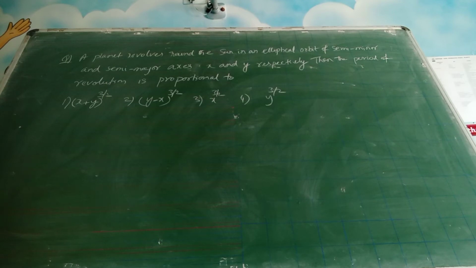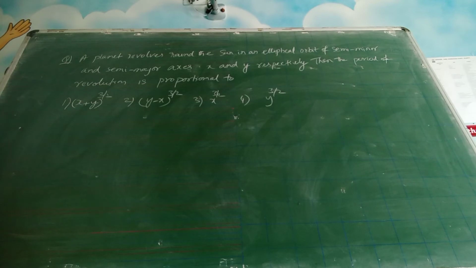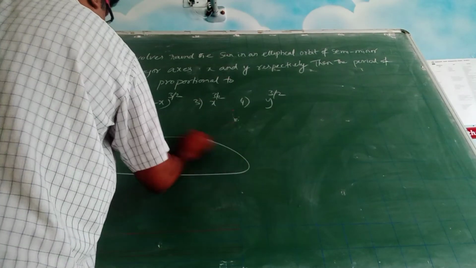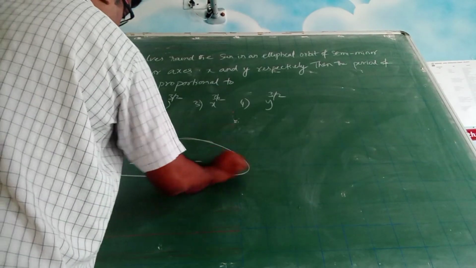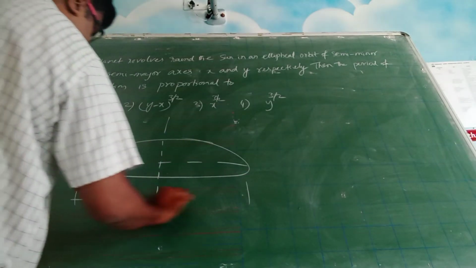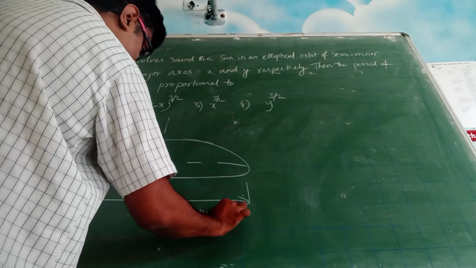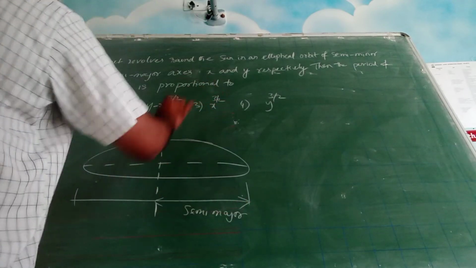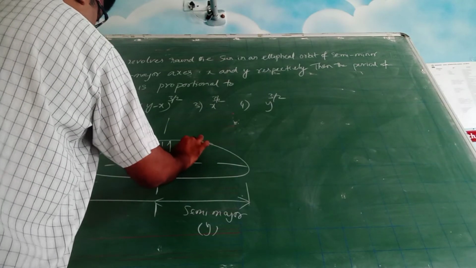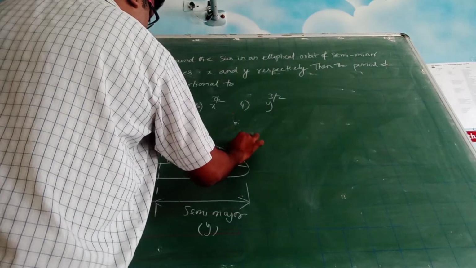A planet revolves around the sun in an elliptical orbit of semi-minor and semi-major axis x and y respectively, then the period of revolution is proportional to? See, so this is your elliptical path. This is called the major axis. So this is your semi-major axis, and in the question he has given us y. And this is your semi-minor axis, which is given in the question as x.